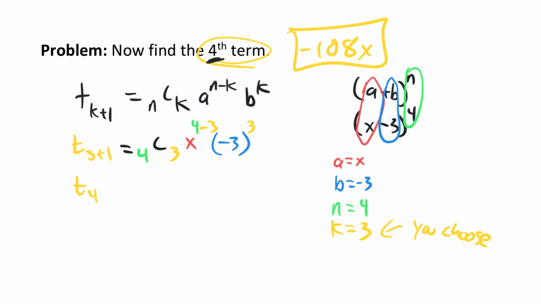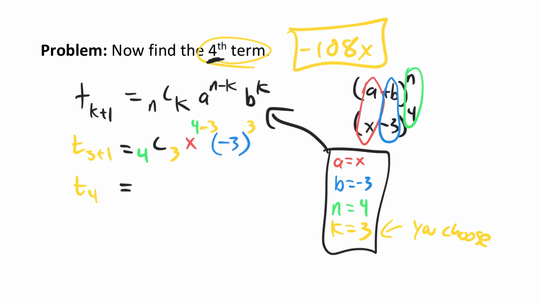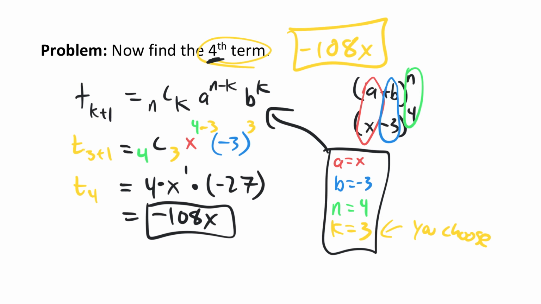My goodness, a lot of different things we need to substitute in there, but again, as long as we just take all these values, substitute them into the formula, we should be good to go. Now, for most of these questions, you will have access to a calculator, so you can type in 4C3. 4C3 will be 4. x to the 4 minus 3 is x to the 1. And negative 3 to the power of 3 is negative 27. 4 times negative 27 is negative 108x. And if you look, that's the same as we had right there.